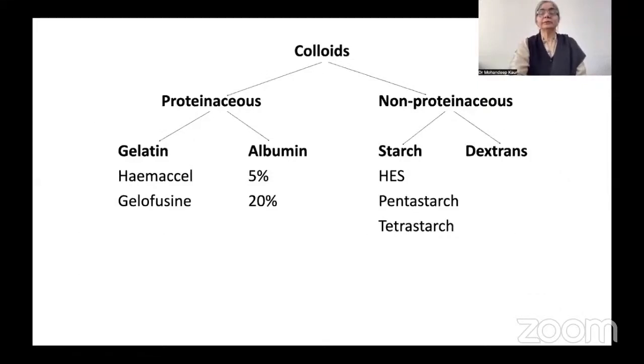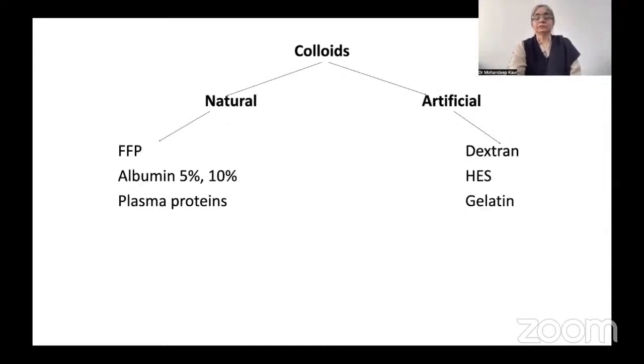Now, colloids are divided into proteinaceous and non-proteinaceous. Proteinaceous ones being gelatin and albumins. Then, we have non-proteinaceous ones as starches and dextrans. Starches would include hydroxyethyl starch, pentastarch, and tetrastarch. Colloids again can be divided into natural and artificial. Natural being the blood products, fresh frozen plasma, albumin 5% and 10%, plasma proteins. Artificial ones, again dextran, hydroxyethyl starch, and gelatins.